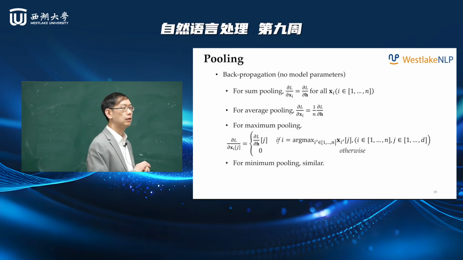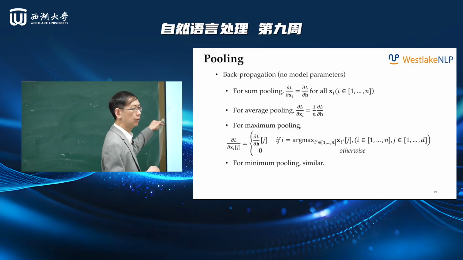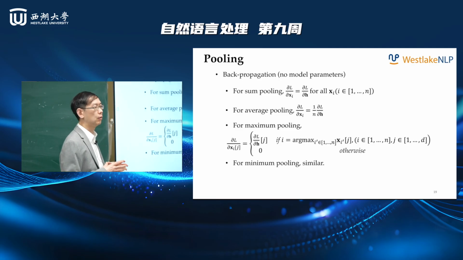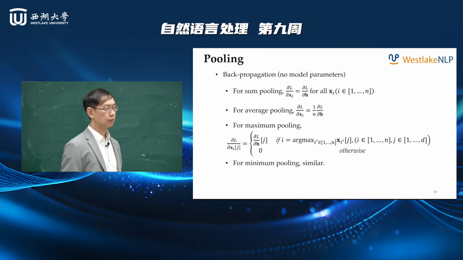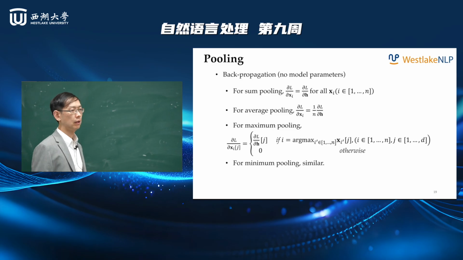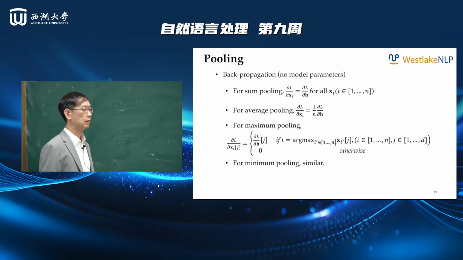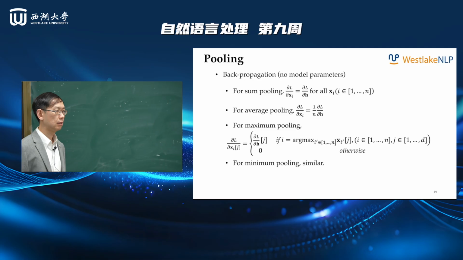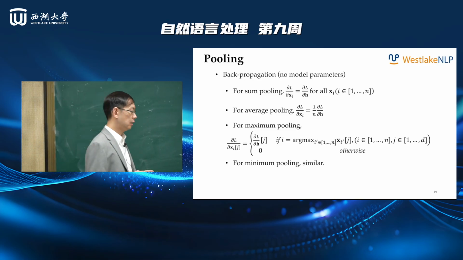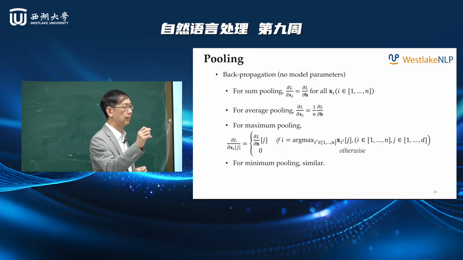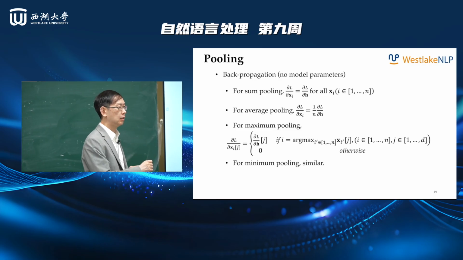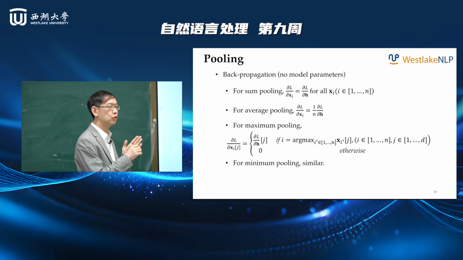And it's trivial to find that for sum pooling and for average pooling, these equations hold, all right? For maximum pooling, it's not so obvious. But you can look at the gradients bit by bit. So basically, for every bit, the gradient backpropagates to the input which contributes to this bit, right?